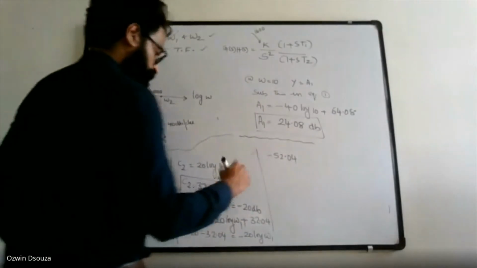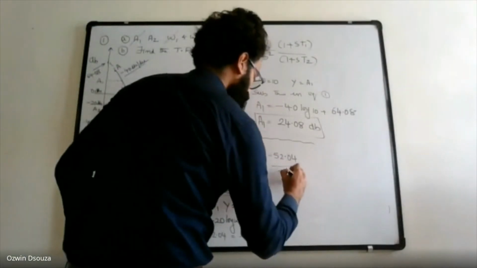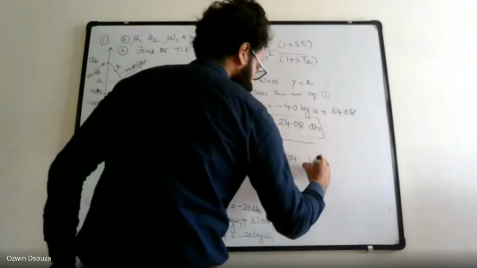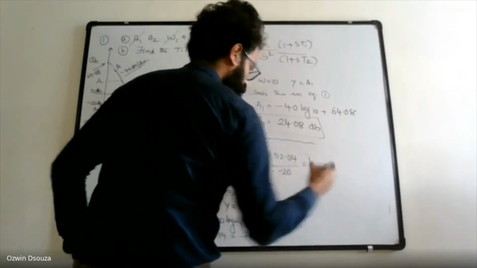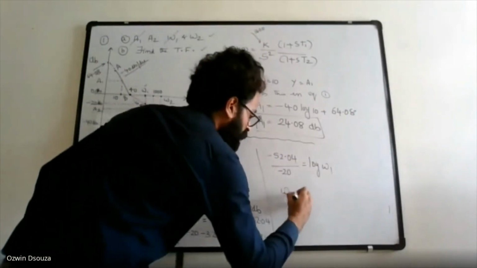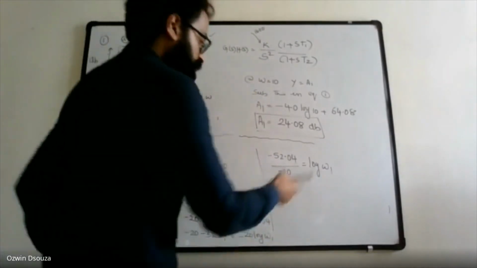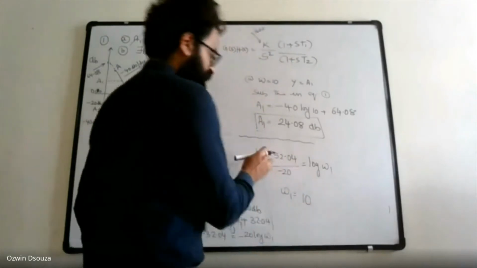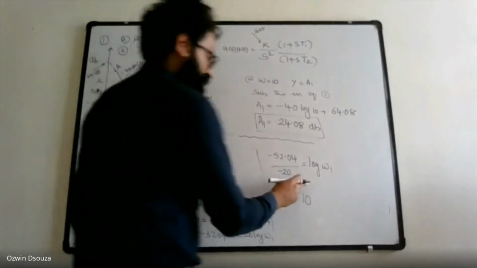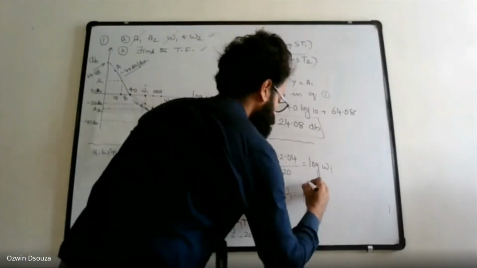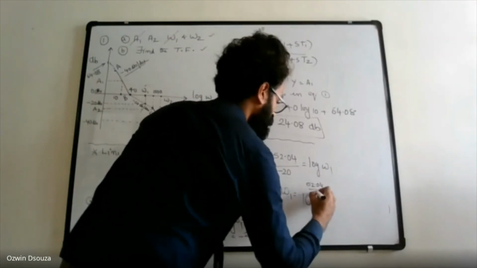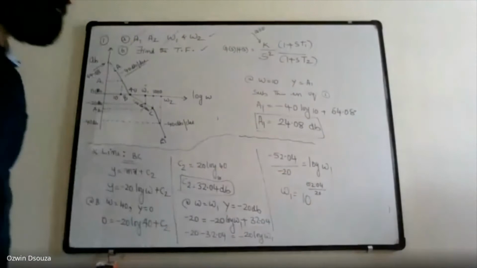or this is minus 52.04 divided by minus 20. I'm taking 20 on LHS, log omega 1, or omega 1 is equal to antilog, right? 10 to the power, basically minus by minus you get a positive ratio. So it is 52.04 divided by 20. Of course, 10 raised to it.